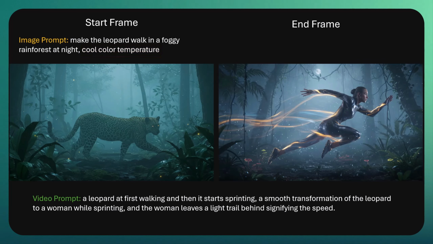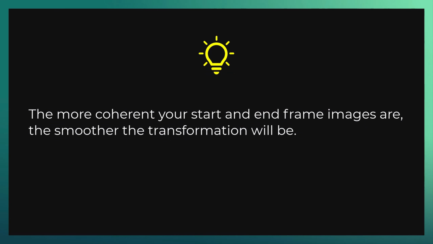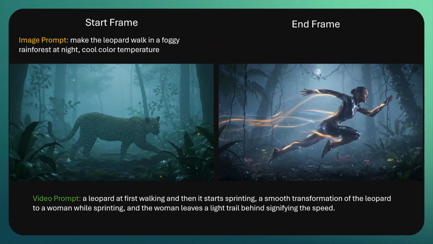Thanks to Nano Banana's awesome photo editing power, I've now got a much more satisfying image. Quick tip, the more coherent your start and end frame images are, the smoother the transformation will be. These 2 images now share a similar color tone, and both the leopard and the lady are facing the same direction. I'm pretty confident I'll get great footage on my first try without needing a complicated prompt.